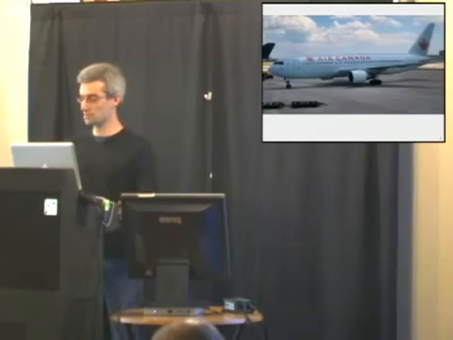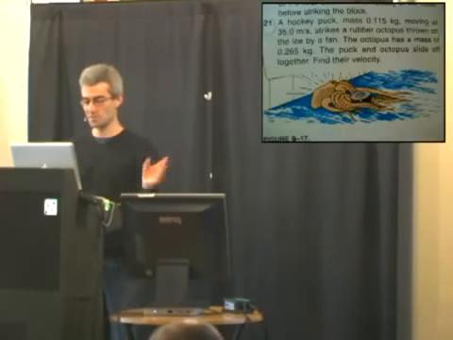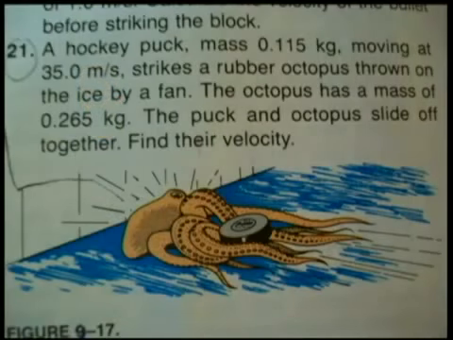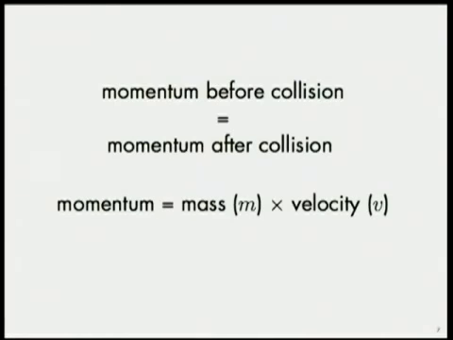So let's start doing an actual example using Python. Again, Canadian, so this is from a physics textbook. A hockey puck with mass 0.115 kilograms, moving at 35 meters per second, strikes a rubber octopus thrown on the ice by a fan. The octopus has a mass of 0.265 kilograms, and this combined puck-octopus hybrid slides off together, find their velocity. So from high school physics, we got this law of conservation of momentum.